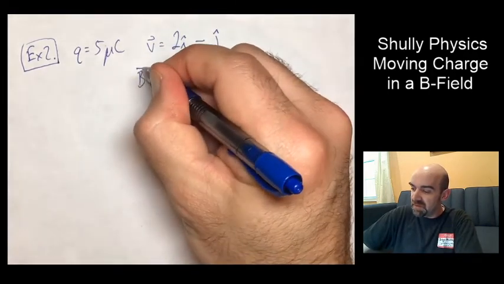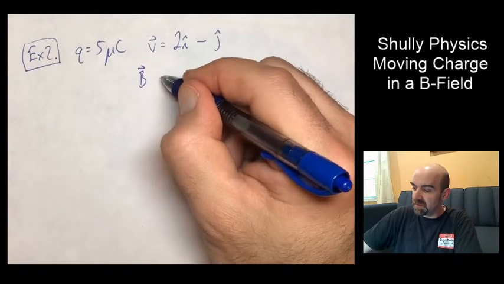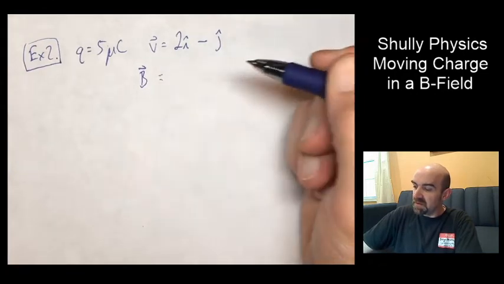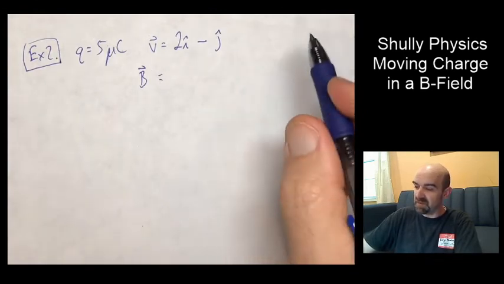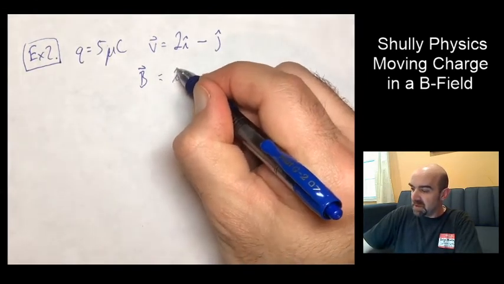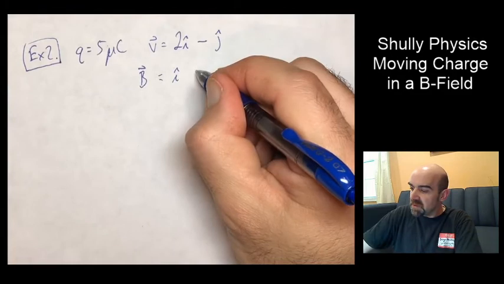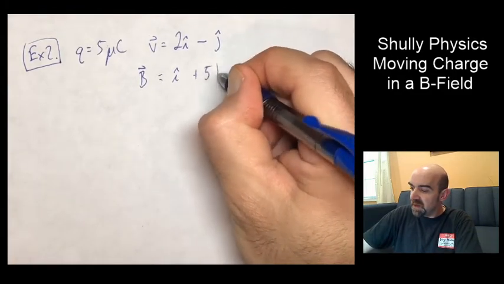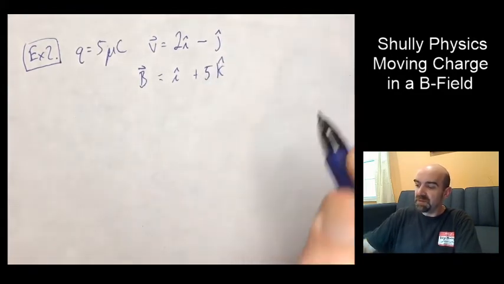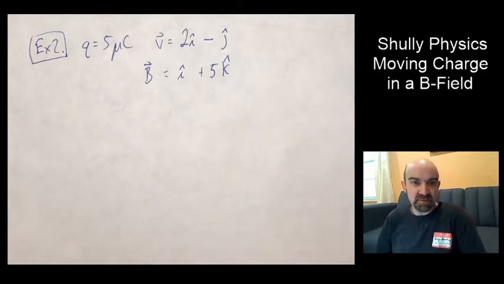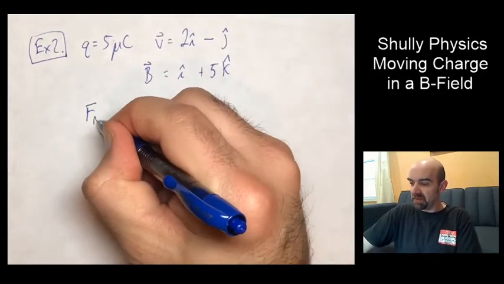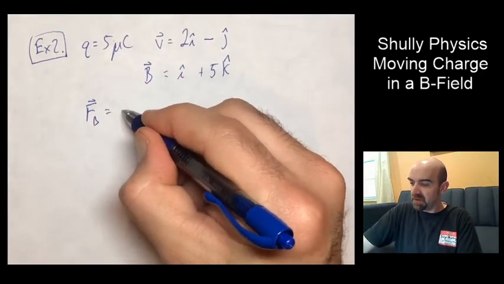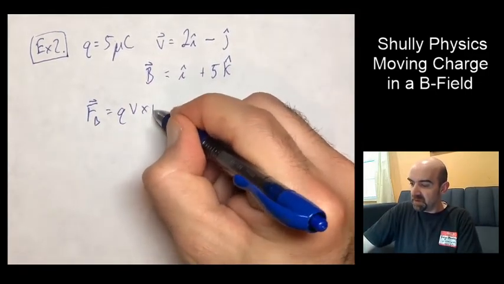Say the magnetic field is also in that plane. You know what, let me make this in the xz plane. X in 5k. Just for a little fun here. We'll conceptualize this in a moment. So what would be the magnetic force then with a V cross B?